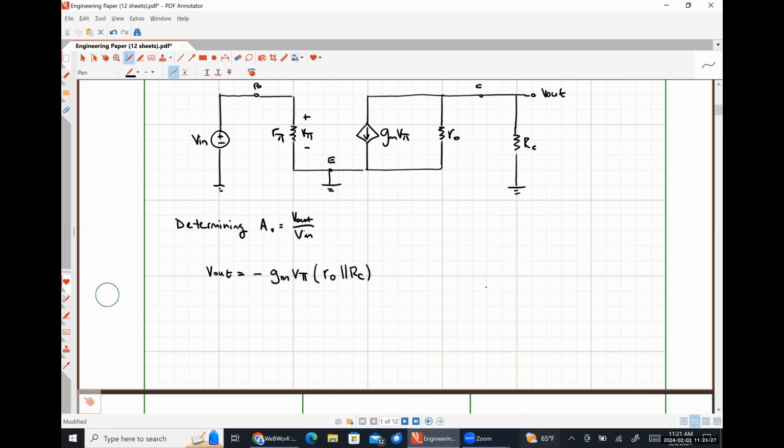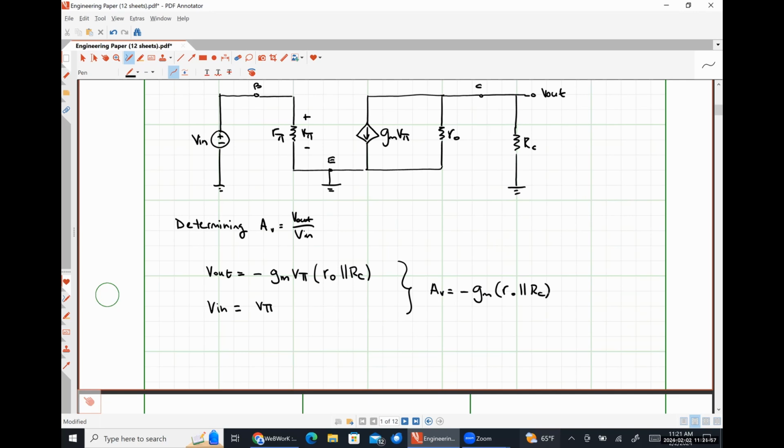Our input voltage, I hope we can all see by inspection, is simply the voltage V pi. Putting these two things together, we should then see that our voltage gain, AV, is simply negative GM times R naught in parallel with RC. So this is what our voltage gain is.